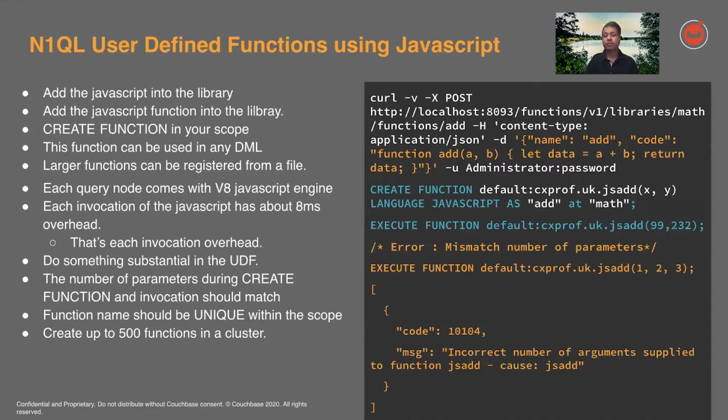Each function name has to be unique within the scope, whether it is a N1QL function or a JavaScript function, it doesn't matter. Right now we support up to 500 functions. This is a number we expect to increase as we go further.